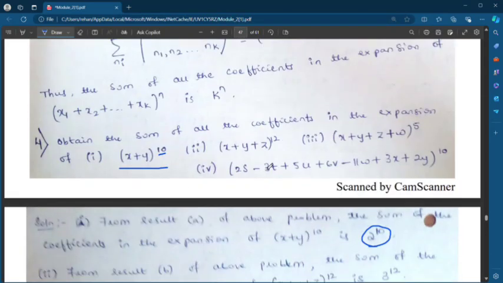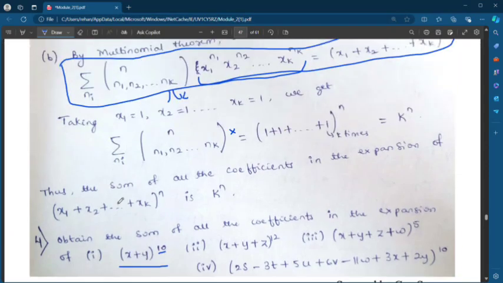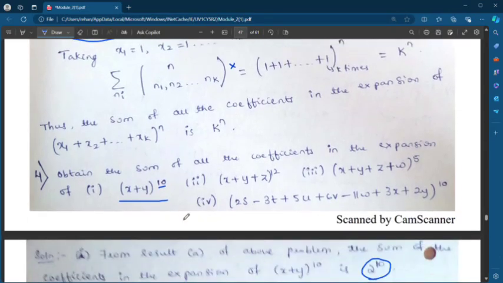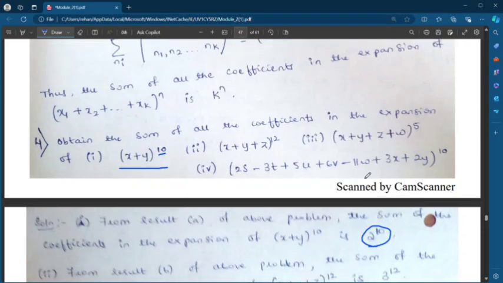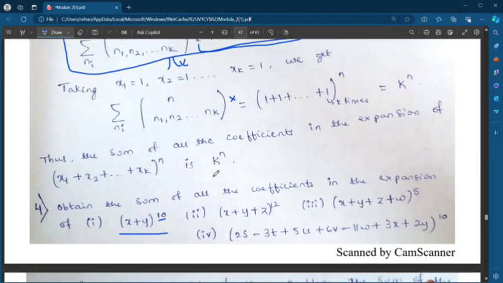Okay, we got that. Then (x + y + z) to the power of 12. Again from this I can just write, from result B, it is 3 to the power of 12. How many times are these there? Three times. So 3 power 12. Here k is the number of elements, that is x, y, z.